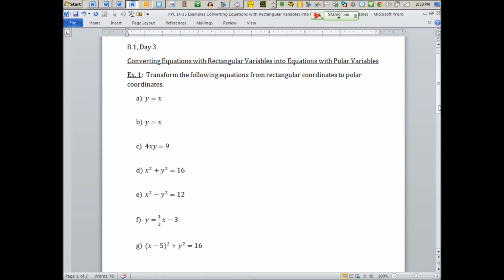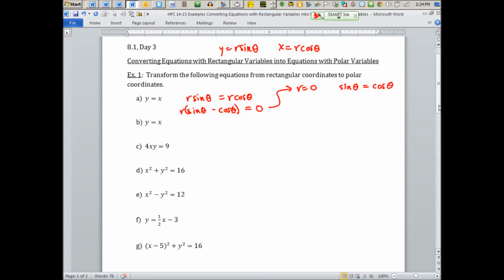For the first one, we would literally replace y with r sine theta and replace x with r cos theta. Okay, so that's just going to give me r sine theta equals r cos theta. You can bring everything to one side and factor out an r. So if I subtract the r cos theta from both sides and factor out the r, I get this statement. And this tells me that r is 0, or sine theta minus cos theta is 0. In other words, sine theta equals cos theta.